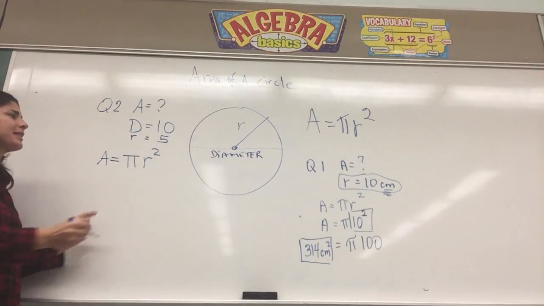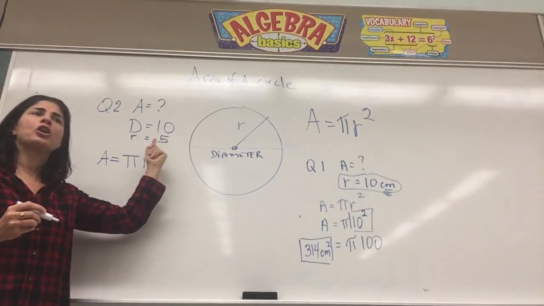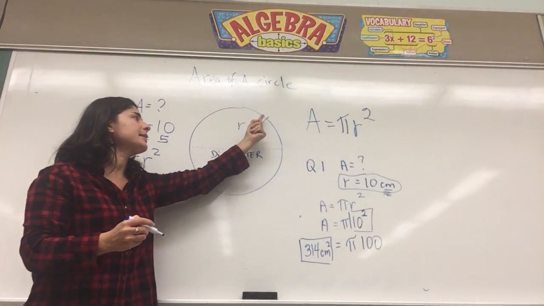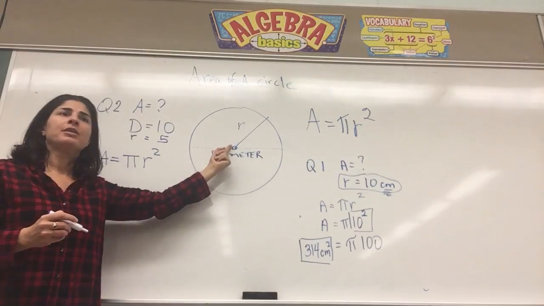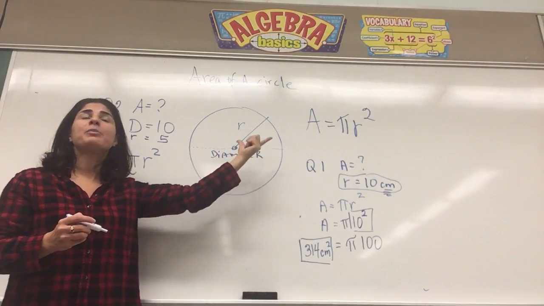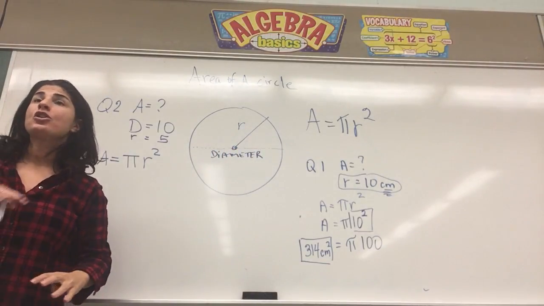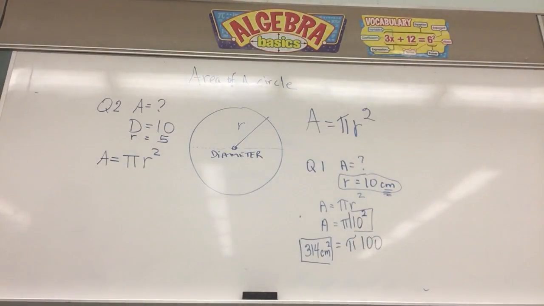And how easy is that? Because the diameter is the longer one, and the radius is half of that one. It's just the diameter divided by 2. Anytime you have the diameter, you definitely know your radius. Anytime you have your radius, you definitely know your diameter.